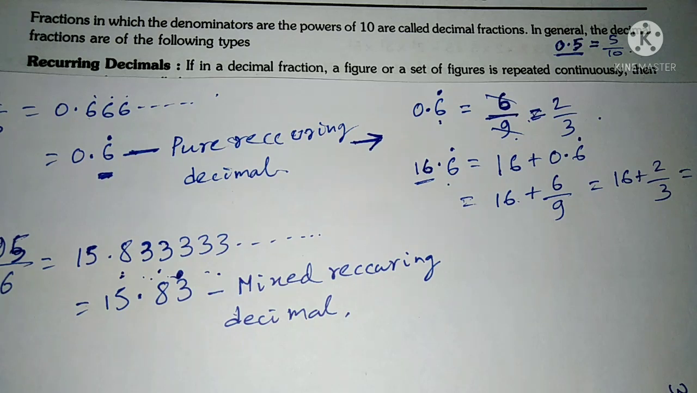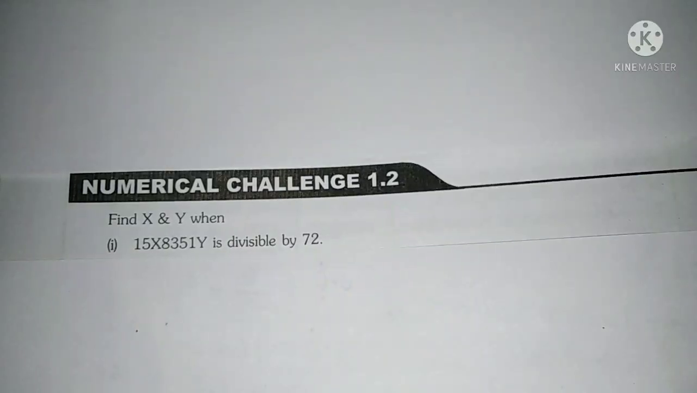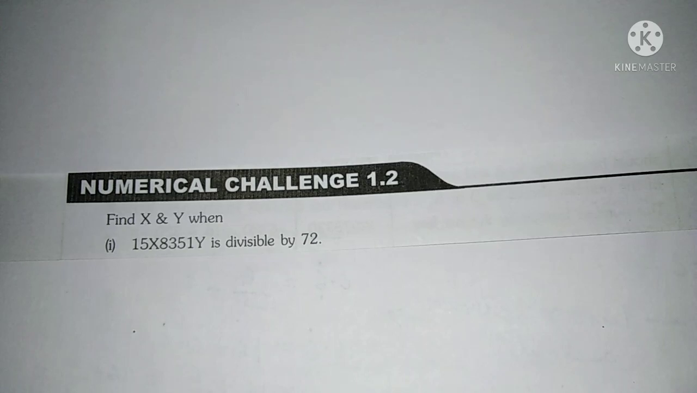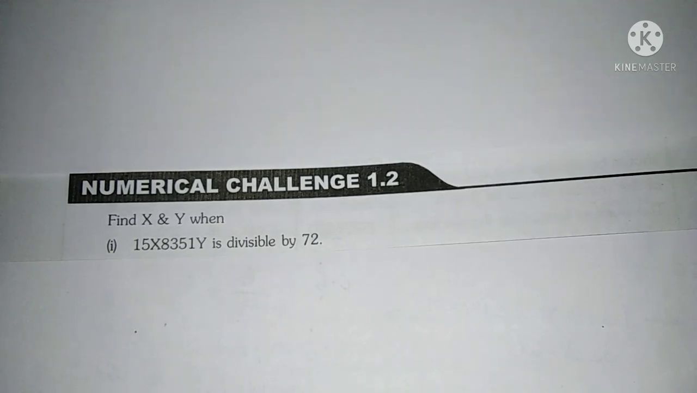So I will give you one question. You solve it and write the answer in the comment section. Okay, so friends, this is today's question. You solve it, find the answer and write it in the comment section. Find the value. So what is the question? Find the value of x and y when the given number is divisible by 72. Divisible by 72 means it should be divisible by 8 and 9. So you solve it and write the answer in the comment section.